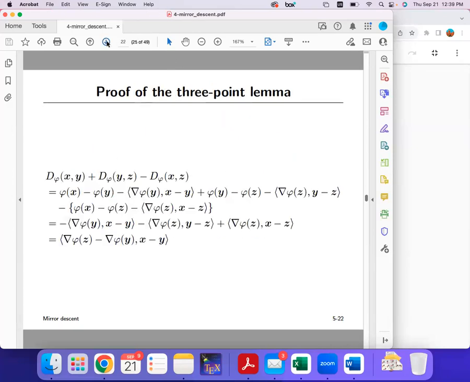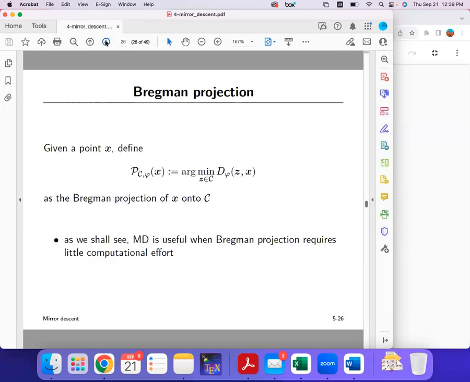And this is the proof. I won't go over that. Simply plug in the definition of Bregman divergence. You can verify that. And we can also define the projection operator based on such Bregman divergence.